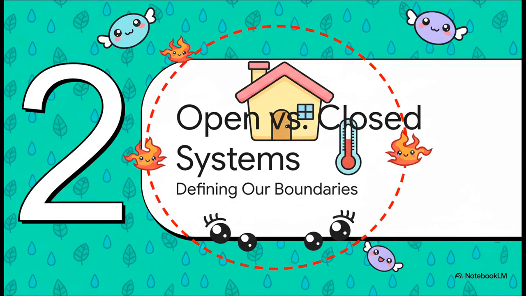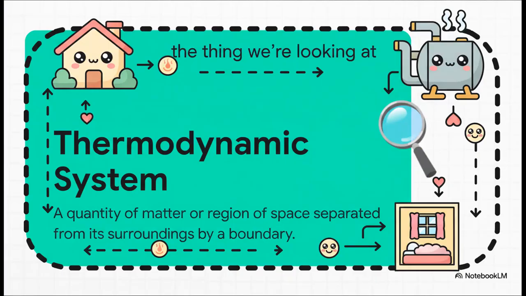Okay, so the very first rule in tracking energy is deciding what exactly we're tracking. Before we can even start to do the accounting, we have to draw a line around the thing we want to study. We need to define our boundaries. In physics, this is called a thermodynamic system. It's really just a fancy way of saying the thing we're looking at. It could be your living room, your whole house, or even just the water inside your pipes. We draw a little conceptual box around it so we can see what goes in and what comes out.